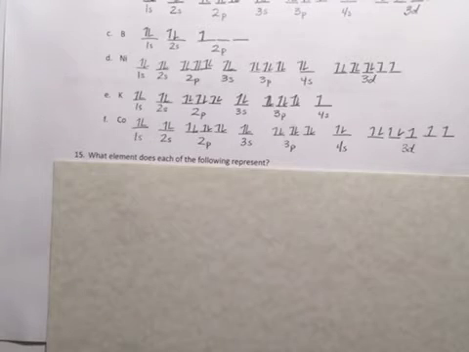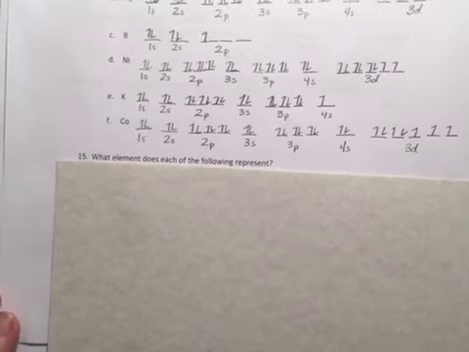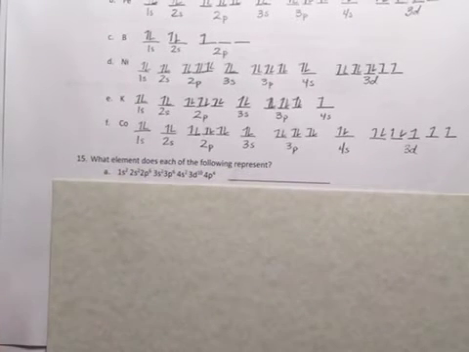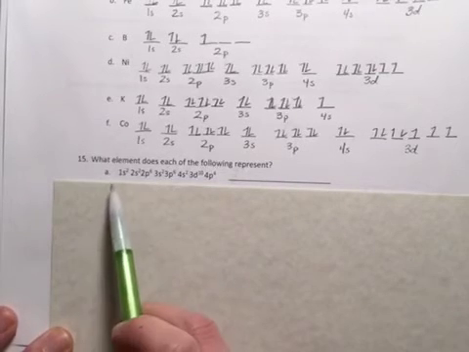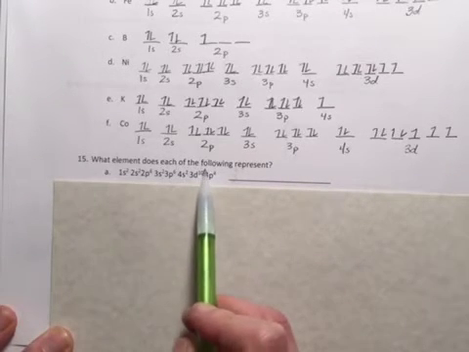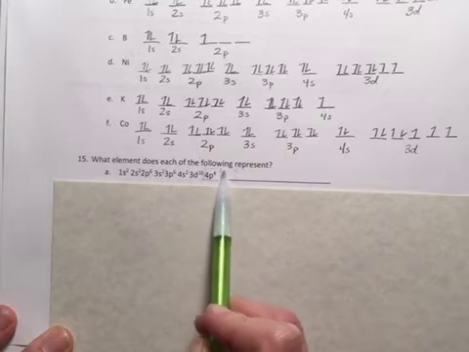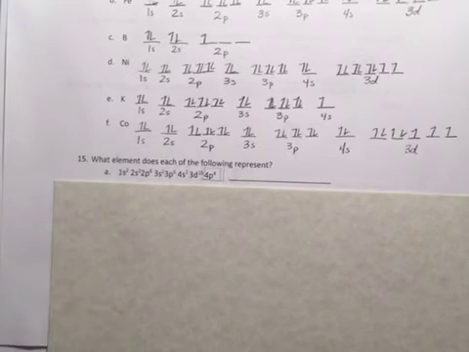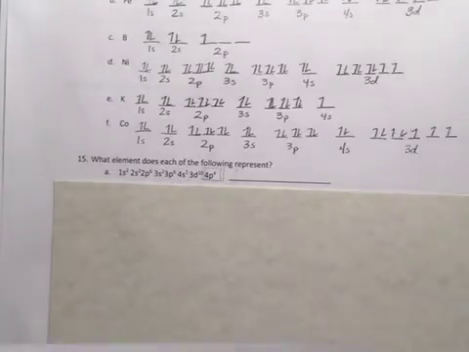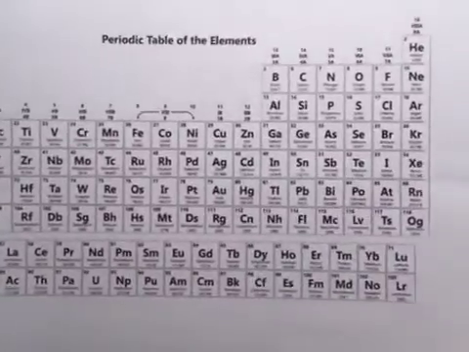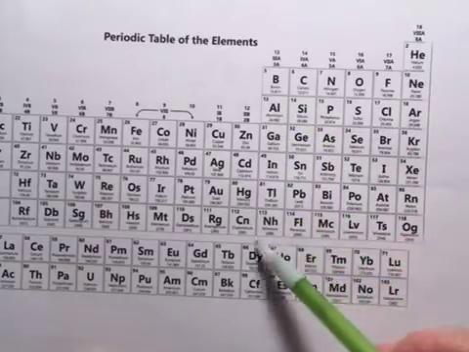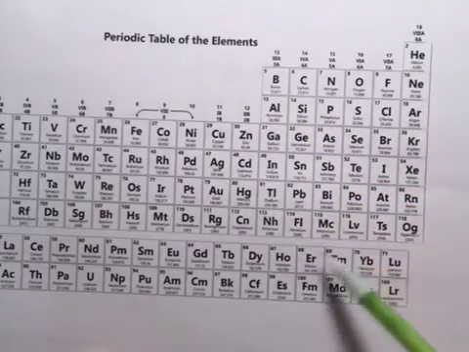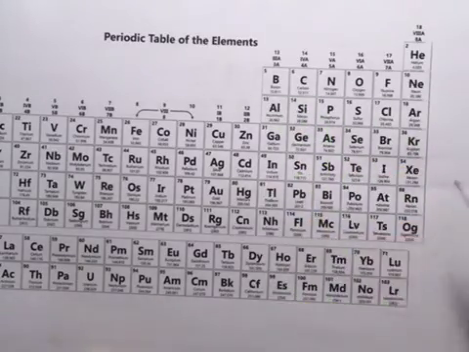So now we can go on to number 15. What element does each of the following represent? And so I'm going to use number 1 as my example. So what you want to do for this is go all the way to the end and look at the last energy level and sublevel. So it says to go to 4p4. So on your periodic table, this is the P block. So we know that our element is going to be in there somewhere.